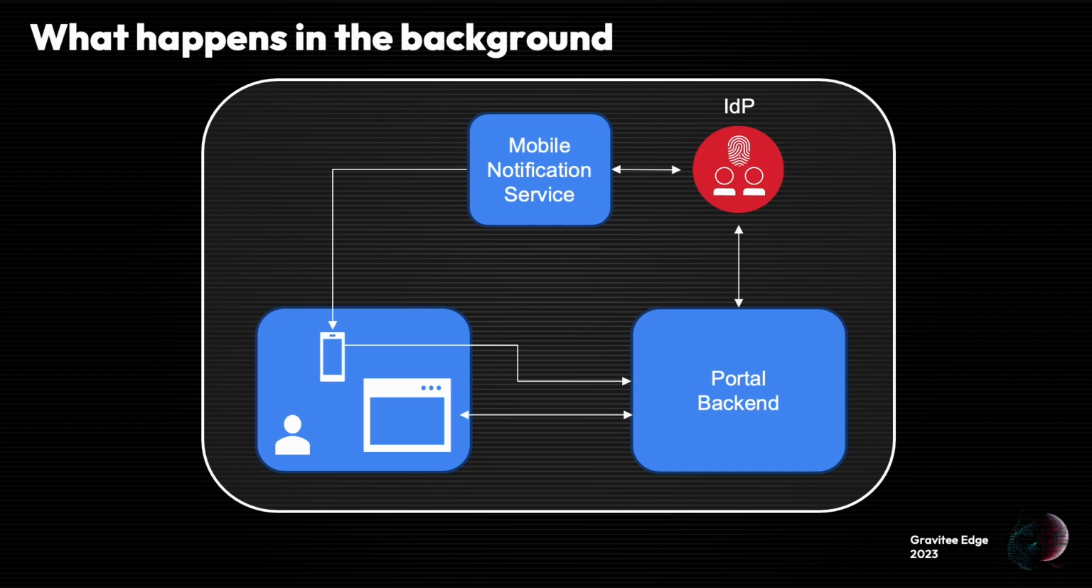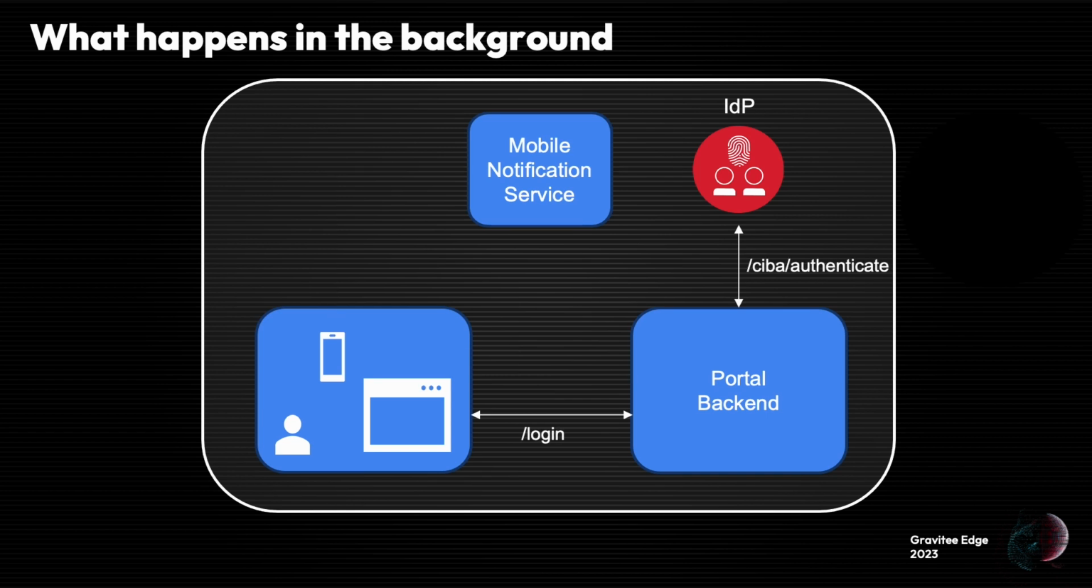So at the high level, there are four systems involved: the user, and obviously the devices, the browser and the mobile, the portal backend, the IDP platform, which is backed by Gravitee, and the mobile notifier service. On submitting the login form from the browser, it calls a login API on the portal backend. The portal backend in turn calls the CIBA authenticate endpoint of the IDP, that is on Gravitee, with username as a login hint.